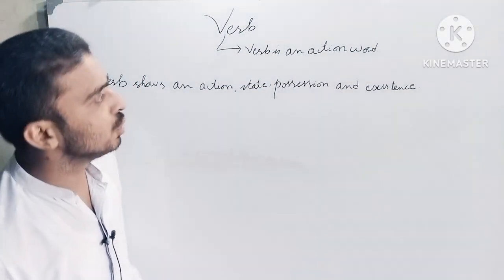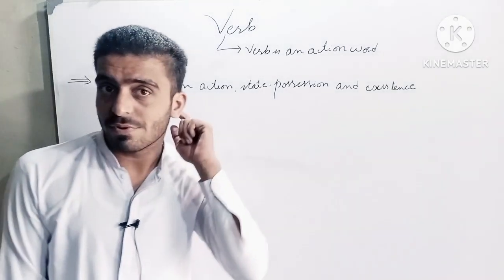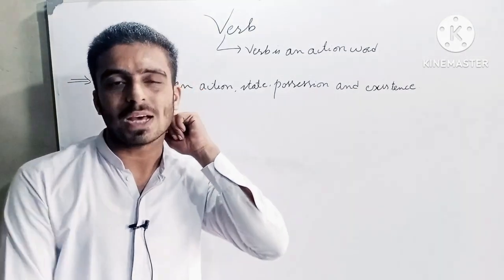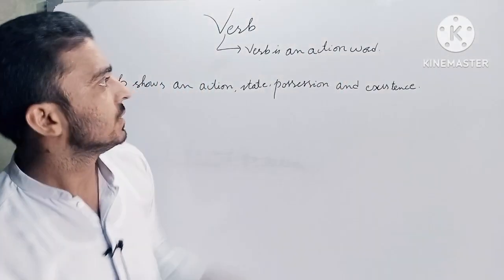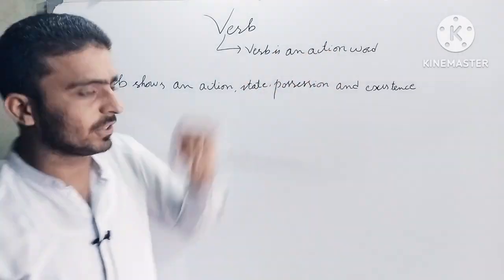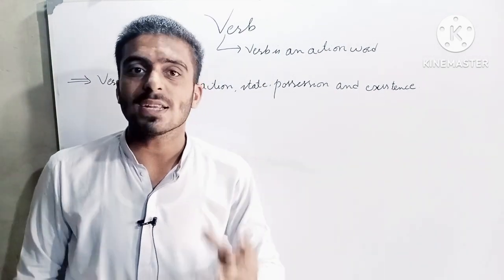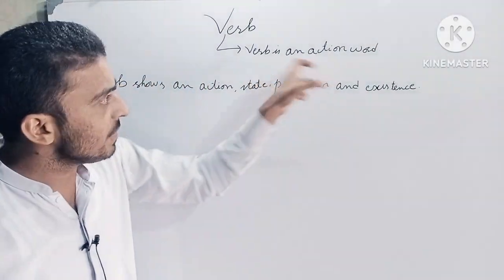First of all, you might have learned a very common definition of the verb that is taught everywhere, and mostly when you ask a student, they will answer with this definition. So what is a verb? Here it is written that a verb is an action word. Just focus on the definition: what does it say? Verb is an action word.